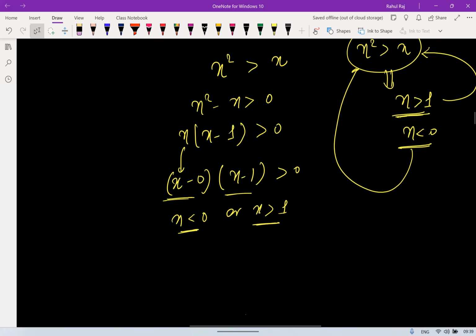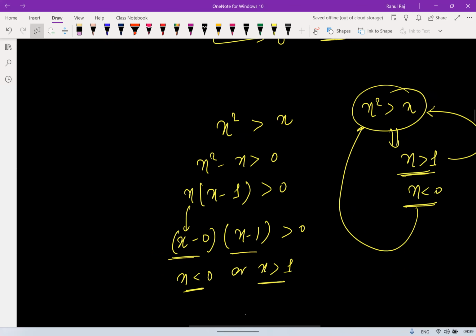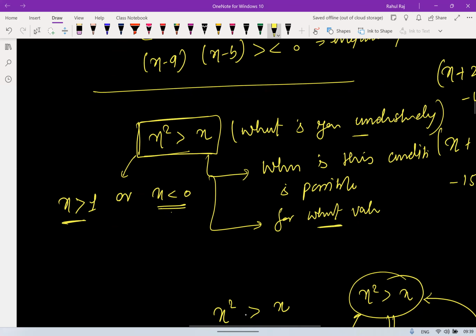If I say x square less than x, your job is to try and figure it out by yourself. The point is that when you are trying to figure it out without solving, you have to think that x can be positive, x can be negative. So for what positive value of x will this expression be satisfied, or for what negative value of x will this expression be satisfied? You should be thinking in both ways, technically. You cannot be thinking in just one way.